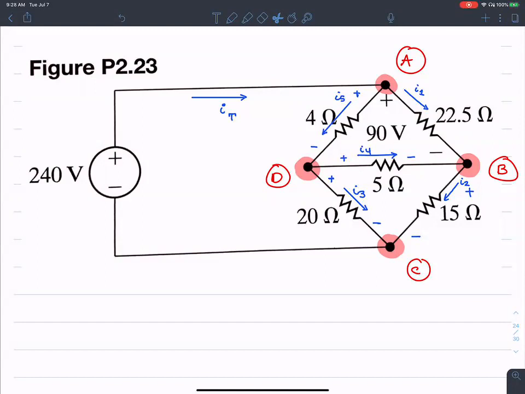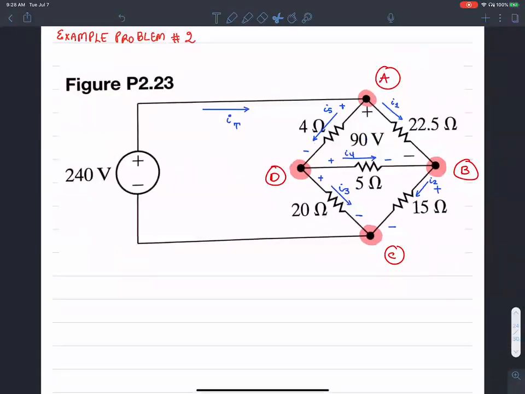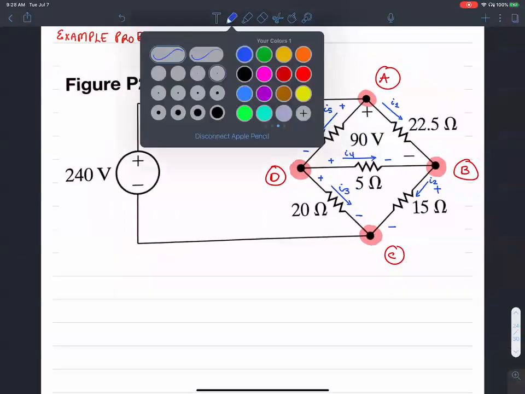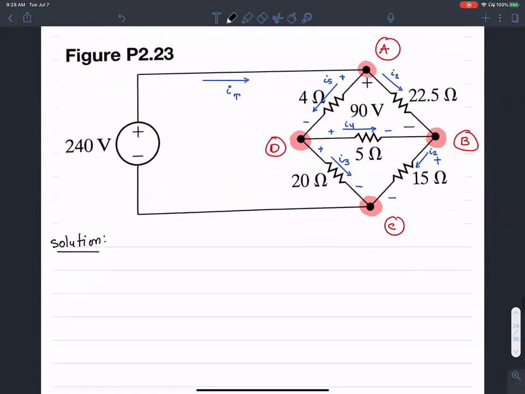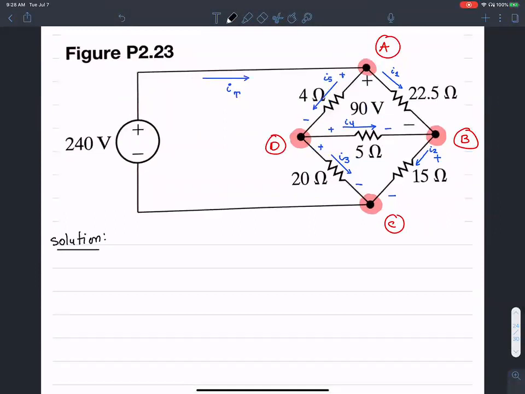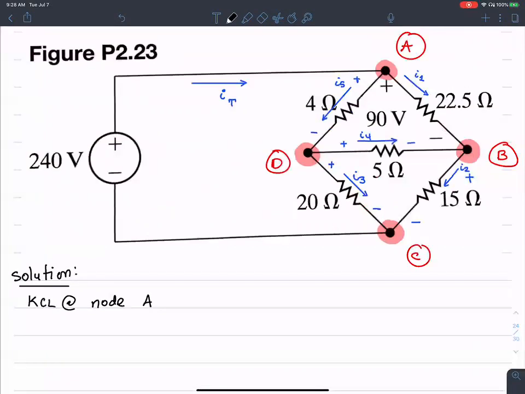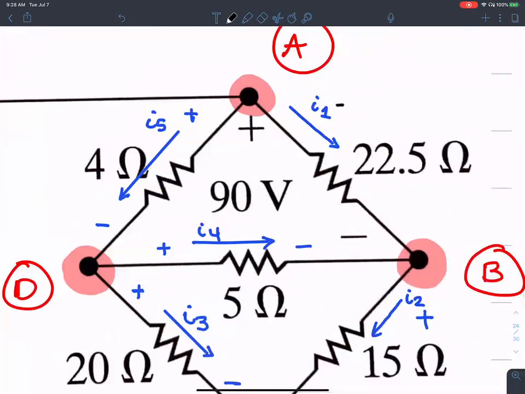So everybody okay with me defining the currents this way? Yes. Okay, so let's go to the solution then. I'm going to quickly write the solution here and then let you solve that. The first thing I'm going to do is set up KCL at node A. First of all, do we know the value for I1?